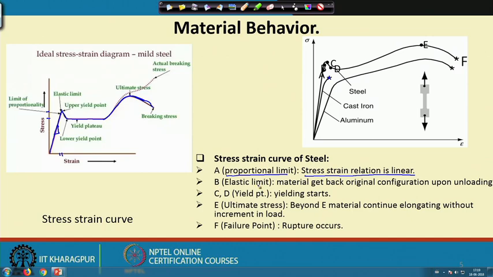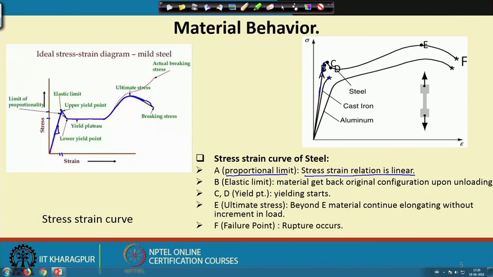Now, B is the elastic limit. From point A to point B, the material is not behaving linearly. That means the stress strain relation is not linear, so it may be nonlinear. Now, after this elastic limit, if we release the load at point B, the material will come back along the same path.